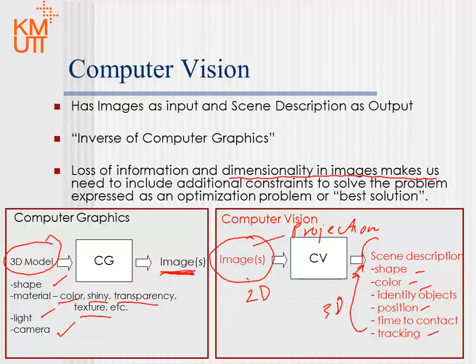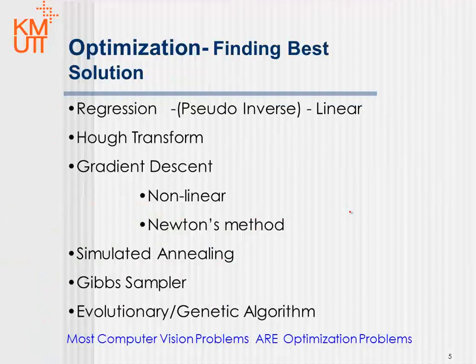So that's one rough way of viewing it. It's like less information to more information. Therefore, you need to find some additional constraints in order to find a solution, and in the end we will use optimization in image processing, in doing computer vision.